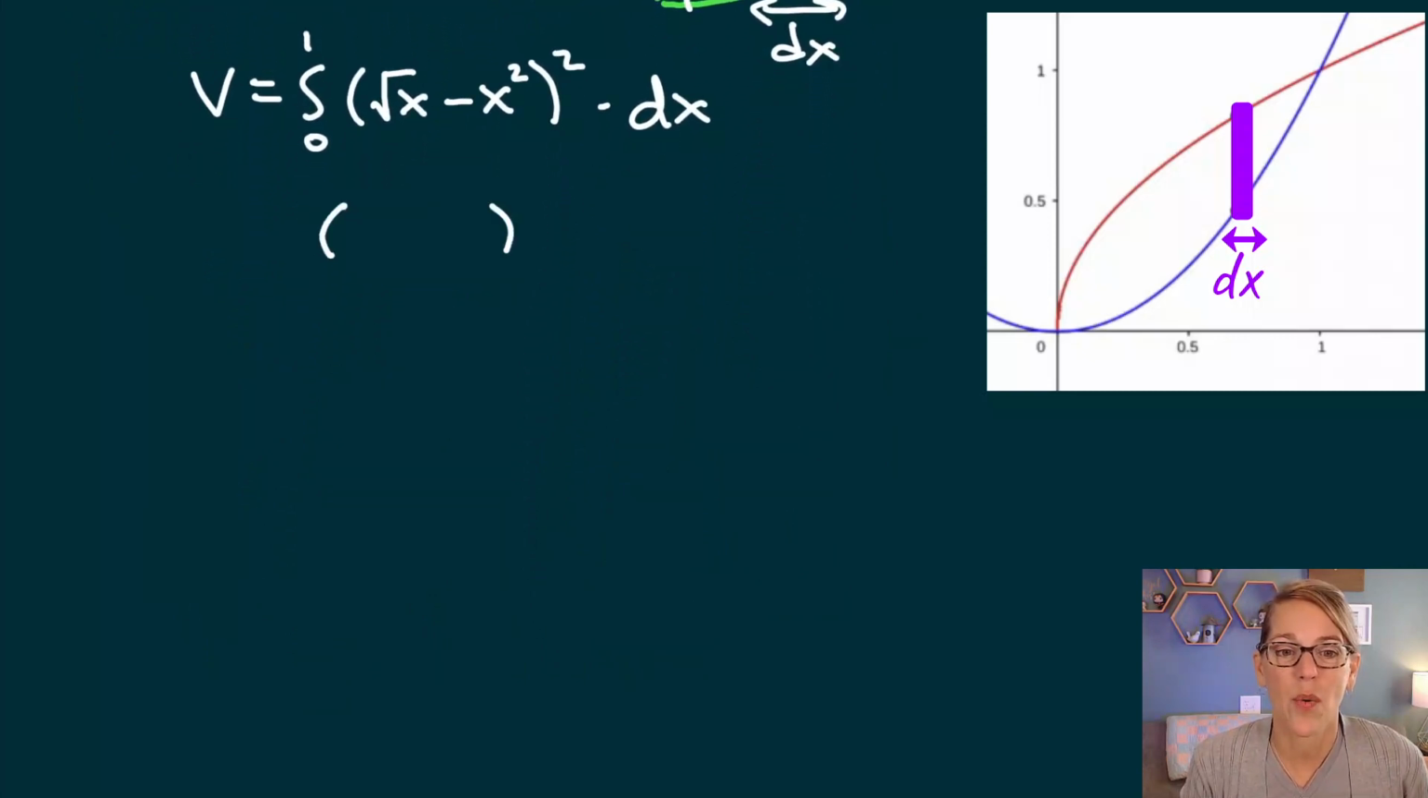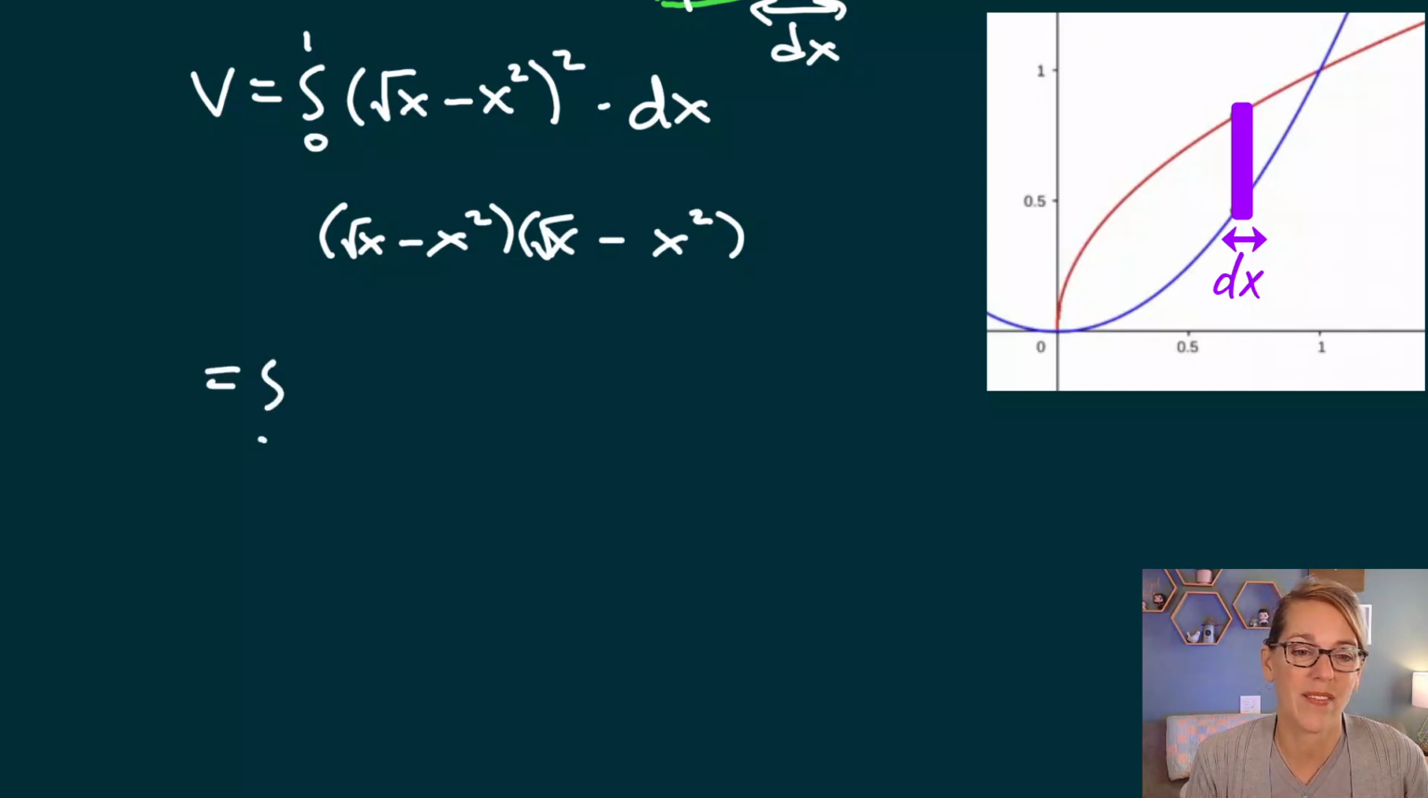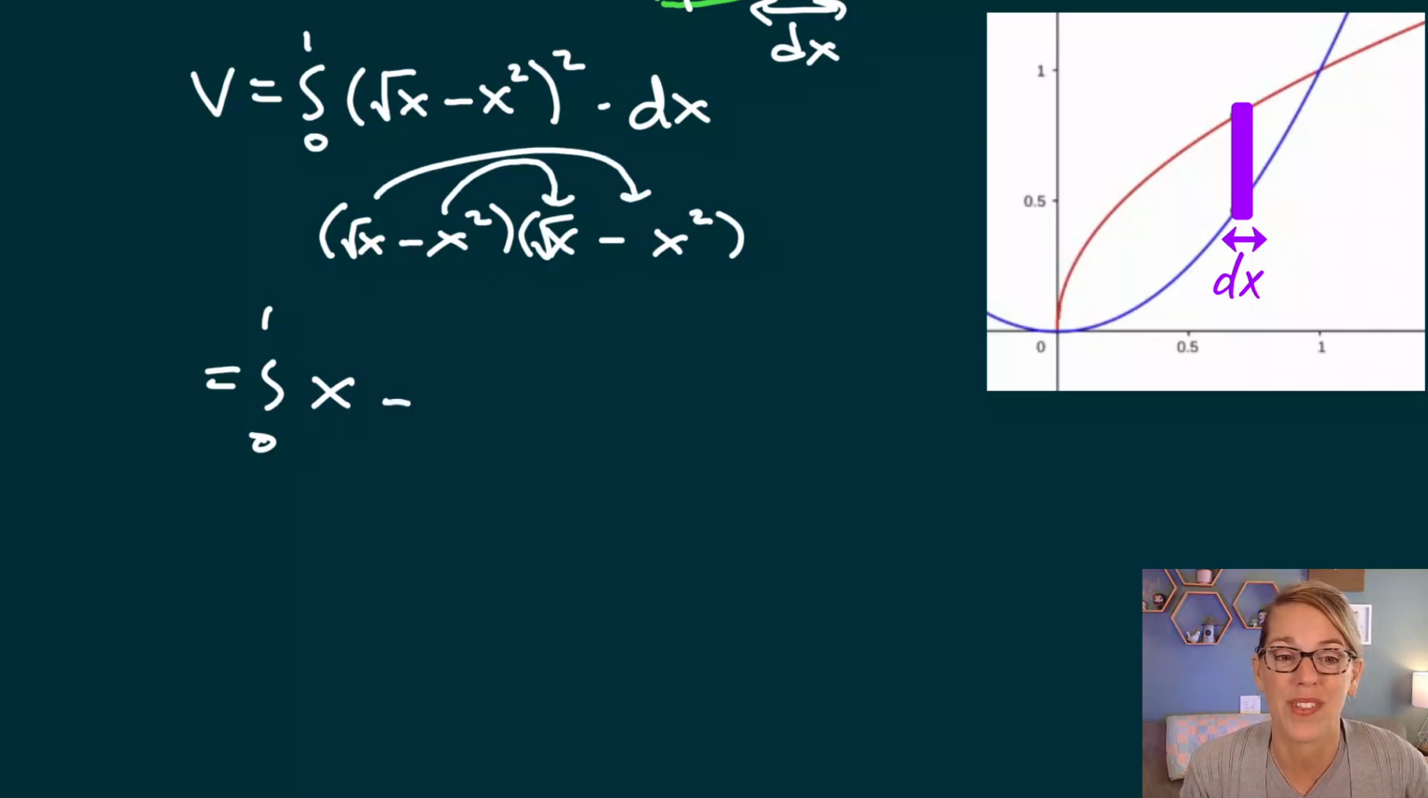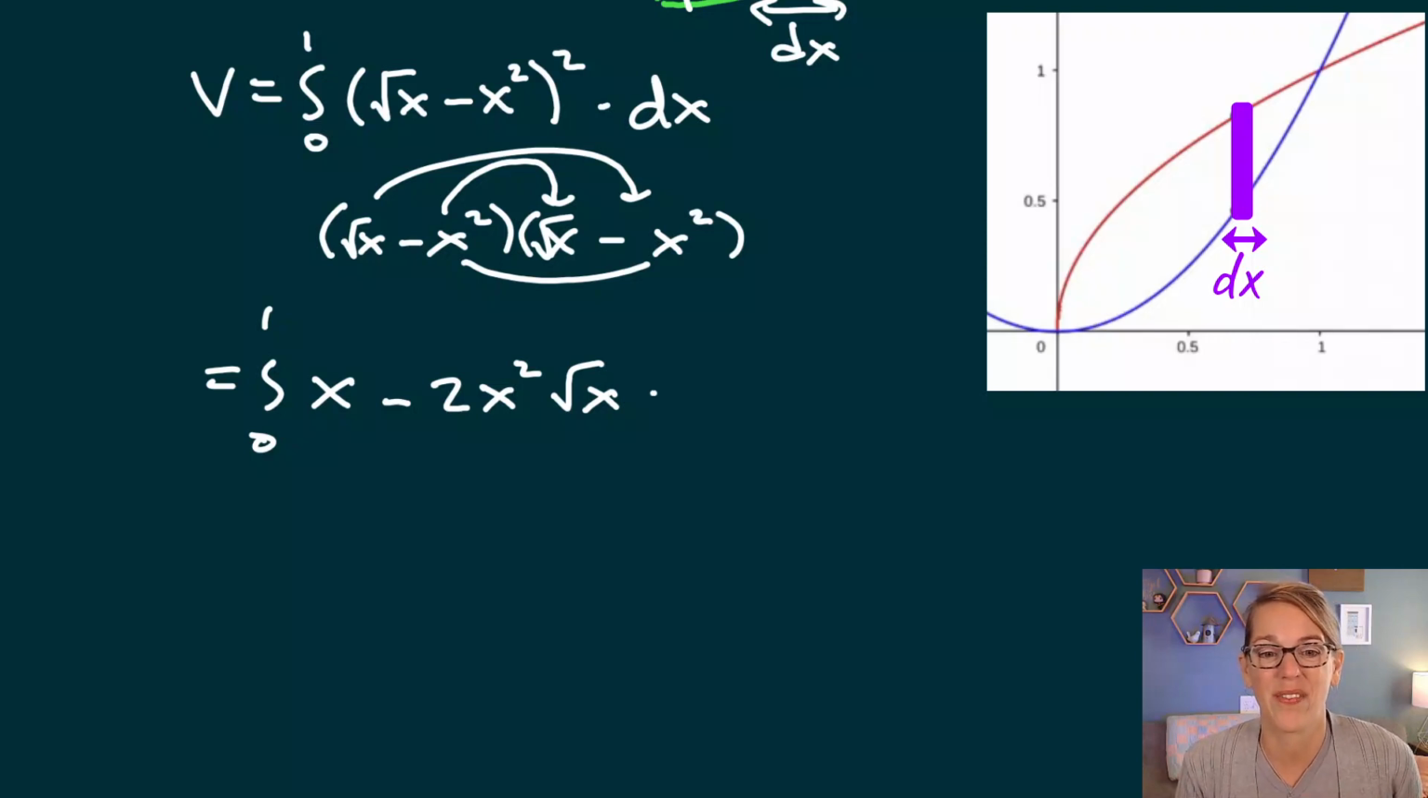I'm going to go ahead and square that quantity inside of my integral. So radical x minus x squared, radical x minus x squared. As I square that, I've got the integral from 0 to 1. Radical x times radical x is equal to x, and then I get an x squared radical x times another x squared radical x. That's going to be two of them, so minus 2x squared radical x. And then on the end, I've got an x squared times itself. That's going to be plus x to the fourth, and this is all dx.